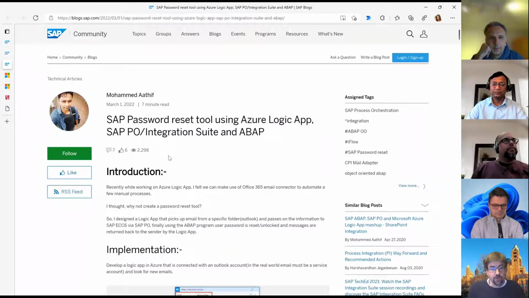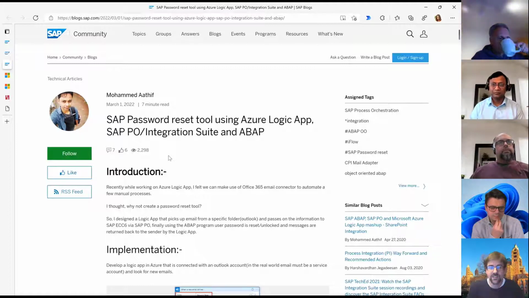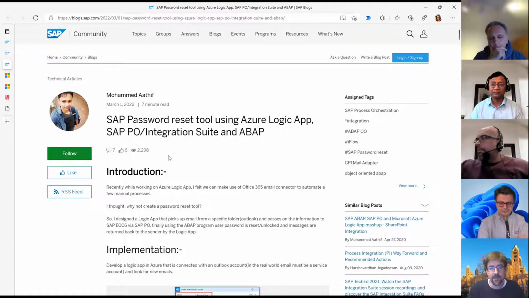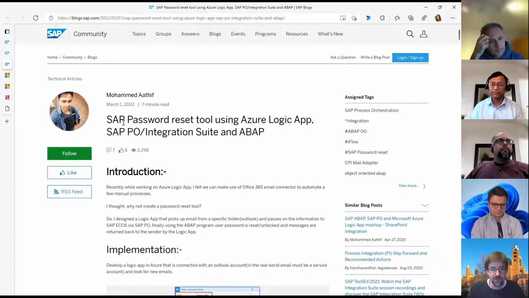The next blog post that I want to highlight is this one from Mohammed, talking about SAP password reset using Azure Logic Apps. The interesting thing is I often get asked, what can you use Logic Apps for? There are so many use cases. Obviously there are the data integration topics where you can just connect two systems and use Logic Apps for that, but it's actually much more. And I really like this approach from Mohammed, using Azure Logic Apps to reset passwords.